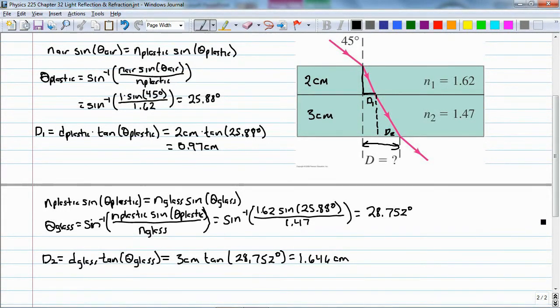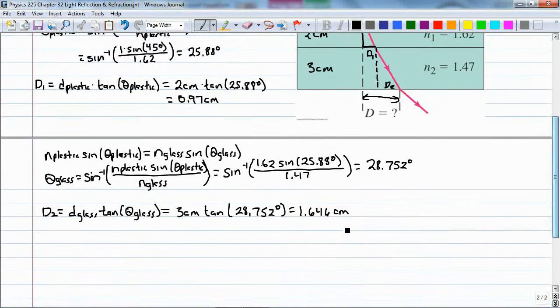So my total distance is equal to d1 plus d2. That's 0.97 centimeters plus 1.646 centimeters, and that gives me a grand total of 2.616 centimeters.